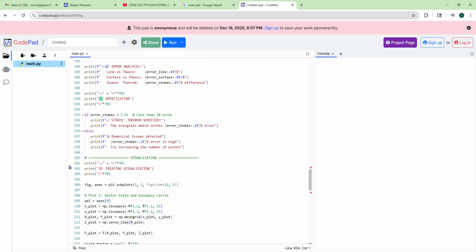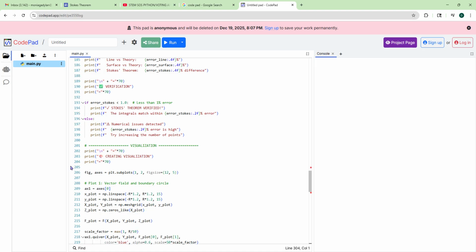For lines 182 to 211, we are calculating the surface integral. This program looks inside of the circle and breaks the surface into tiny pieces. It measures how much the vector field rotates in each piece and adds it all together. This represents the total rotation within the circle.